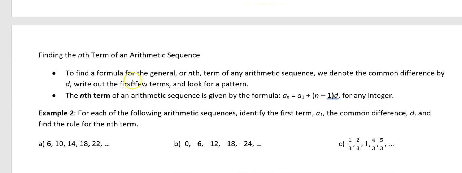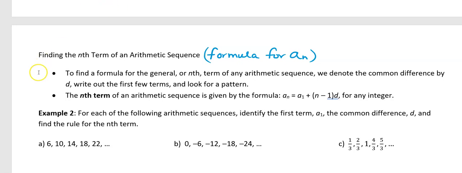So is there a rule for finding the nth term of the arithmetic sequence? In other words, is there a formula for this? And the answer is yes. So this is basically asking, is there a formula for a sub n when a sub n is arithmetic?